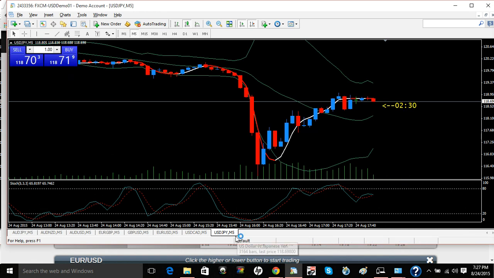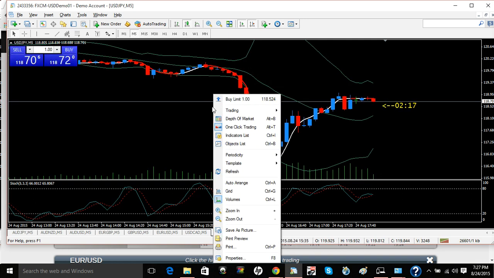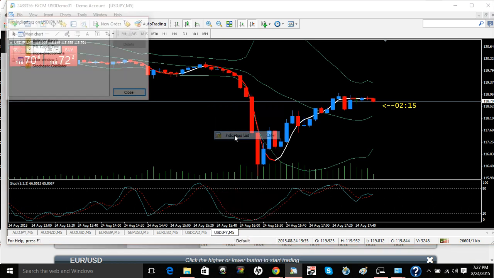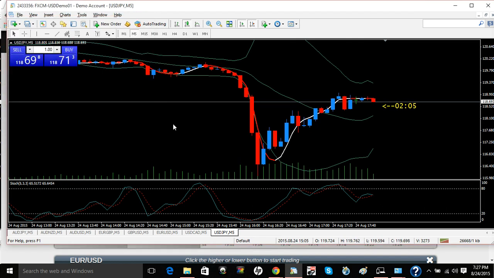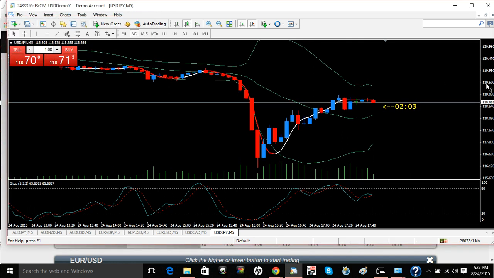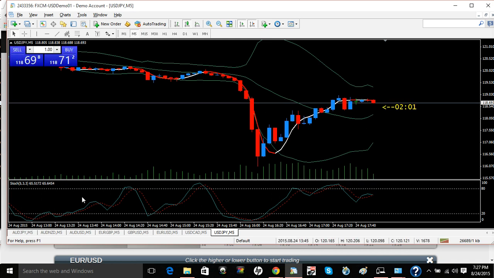Make sure they're all on a 5-minute chart. It should say M5 for each currency pair on the bottom down here. All right, and make sure you have your Bollinger Bands. If you right-click anywhere on the screen and just hit Indicator List, make sure you have your Bollinger Bands, P4L Candle Time Indicator, Slope Direction Line, and your Stochastic Indicator. All right, and we can minimize this a little bit so you can see all the Bollinger Bands.